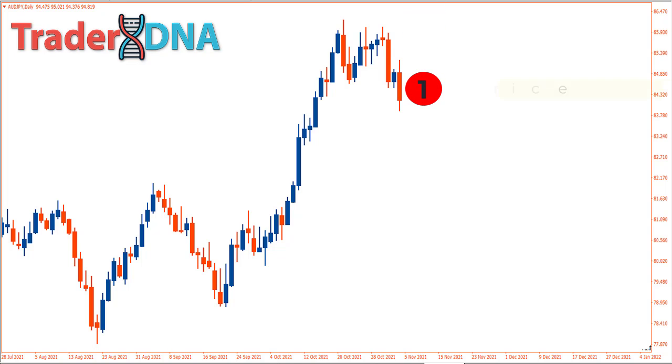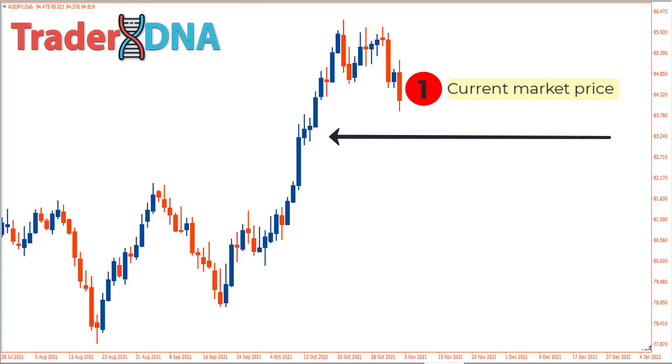Step 1. Identify current market price. First, you need to spot the current price on the chart. Then, look at the left side of the chart and find a big strong lineup of candles either moving up or down. Typically, supply zones show upward movements and demand zones show downward movements.